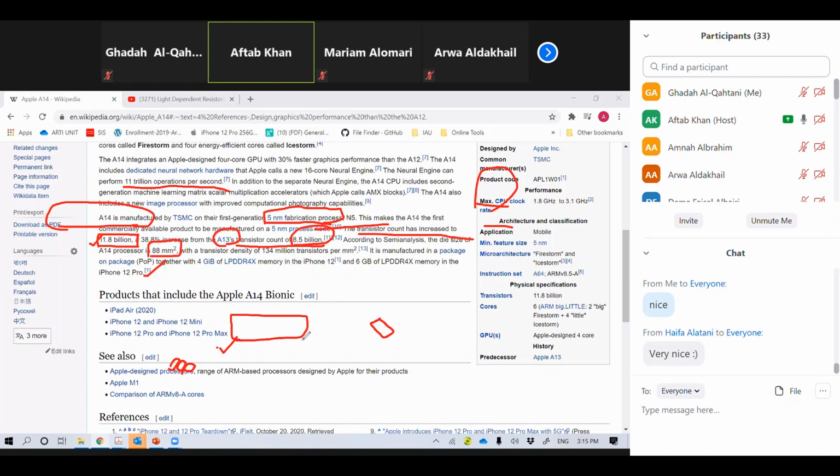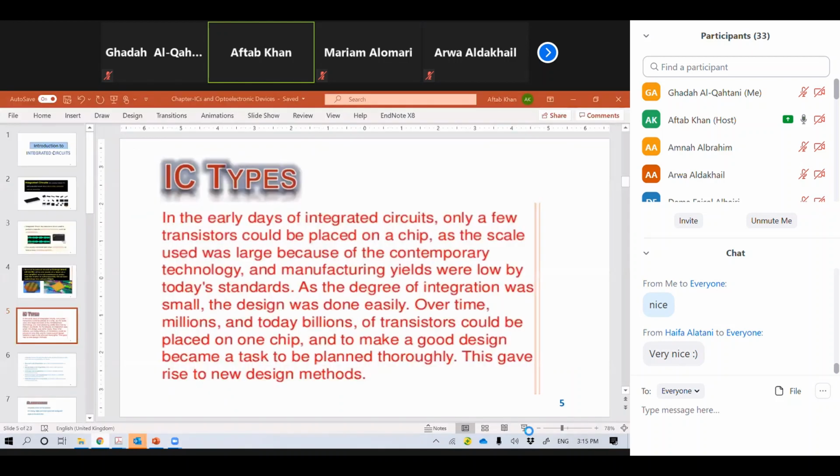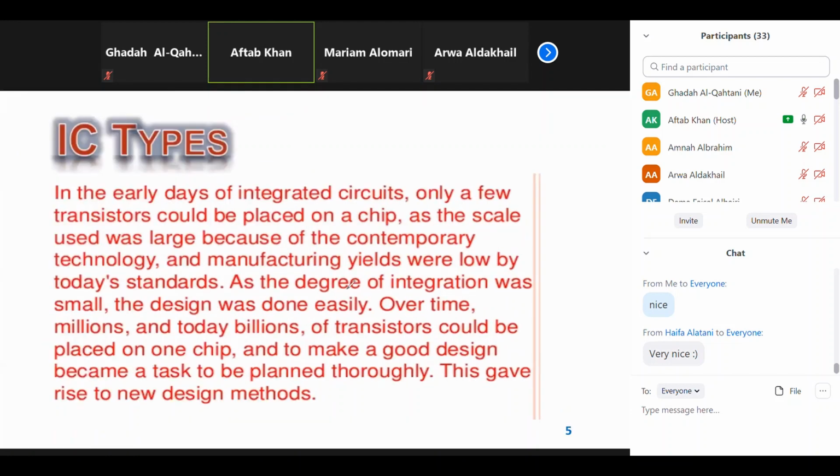This is the size of this chip, not even a centimeter square, 88 millimeter square. So this is the technology, and it is mentioned here. See, 11.8 billion transistors. Speed is also there. Feature size 5 nanometer. Operating frequency is mentioned here. So this is about the technology, far beyond the imagination, and you cannot even think it is possible. So these things started with a few transistors. Now we are at 11.8 billion. Let's see in the future. So this is all about it.